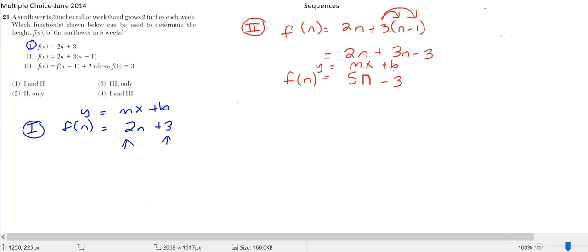And the rate of change over here, it says it's 5, so that's not right because we want the rate of change to be 2. And it says that the y-intercept, or the height at week 0, is negative 3, and that's not correct either because the height of a sunflower cannot be a negative number, so Roman numeral 2 cannot be correct. Let's move on to Roman numeral 3.